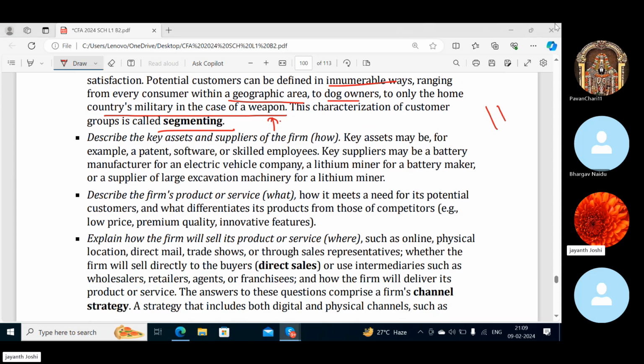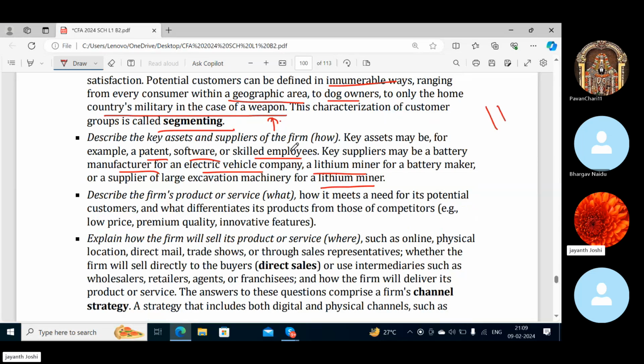Key assets may be patents, software, skilled employees. Suppliers may be a battery manufacturer for an electric vehicle, a lithium miner for the battery maker, and a supplier of large excavation machinery for a lithium miner. So here there's a chain, right?